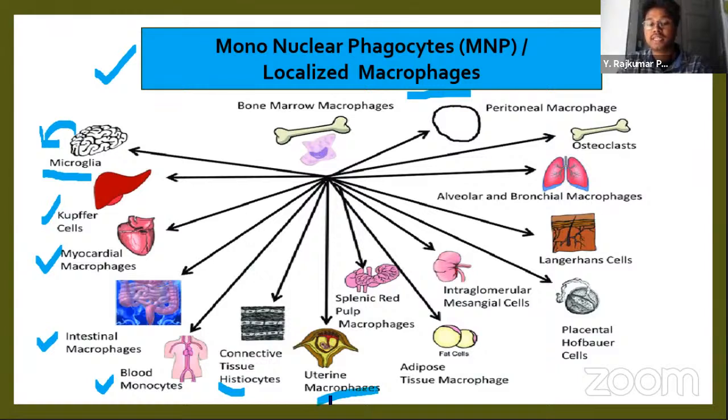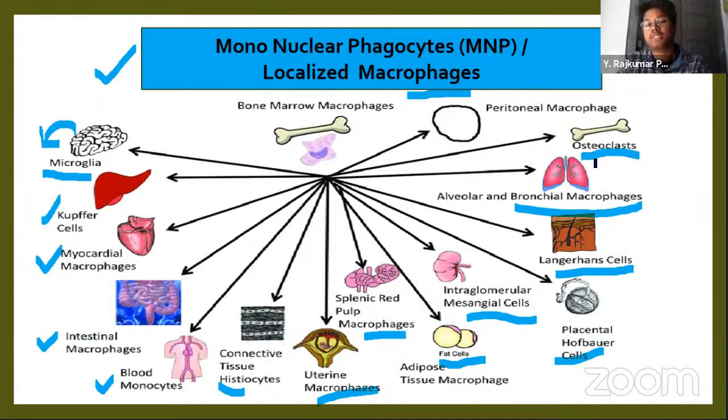Uterine macrophages are located in the uterus of the female, and splenic red pulp macrophages are located in the middle region of the body. Adipose macrophages are located in the fat cells, and intraglomerular mesangial cells are located in the kidneys. Placental macrophages are located in the placenta of women, and Langerhans cells are located in the skin. Alveolar and bronchial macrophages are located in the lungs. Osteoclast cells are specialized cells located in the bone, and peritoneal macrophages are located in the peritoneal cavity of the body, where all the organs exist.